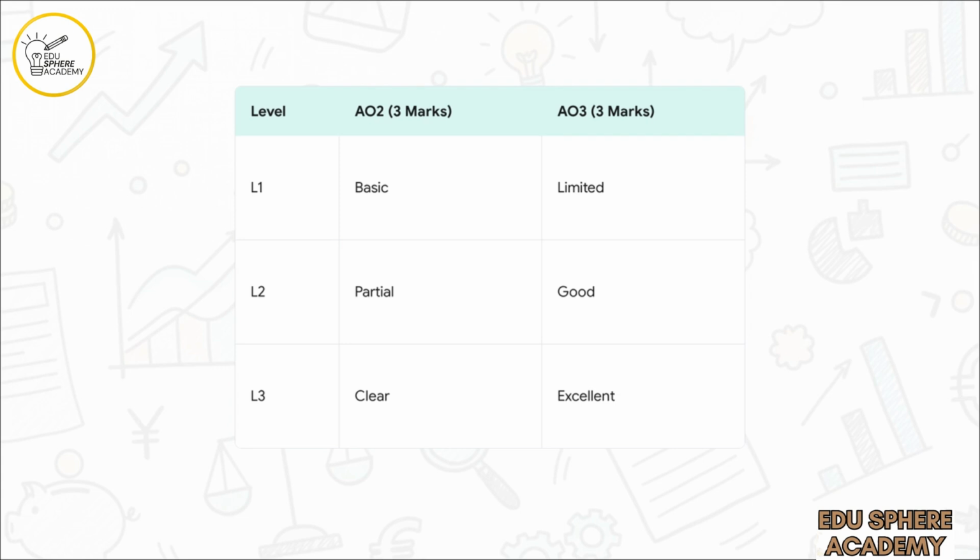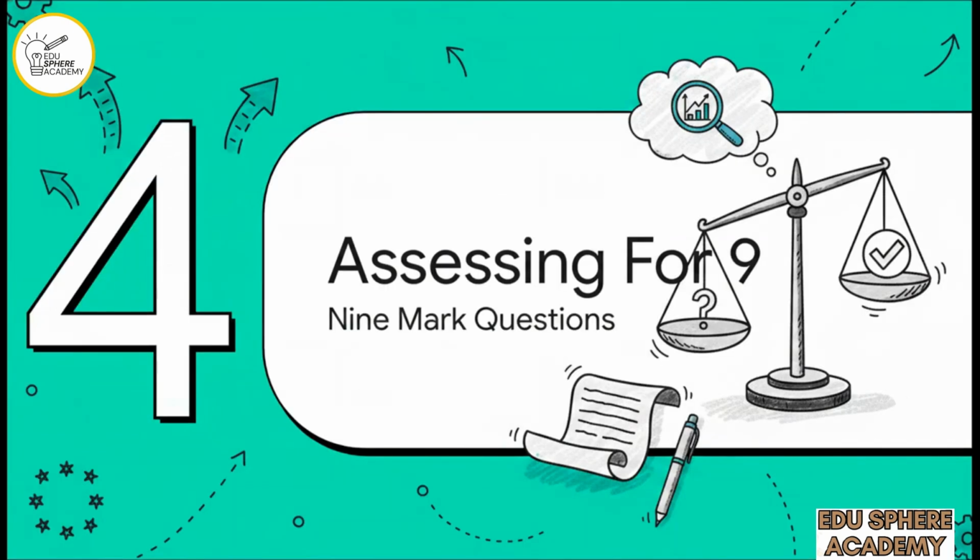Now, to break out of that basic level 1 band and jump up into the highly coveted level 3 band, you need clear knowledge with appropriate theory, and it has to be paired with excellent interpretation of the provided information. You can't just be vague or generic. Your thorough analysis has to connect directly to the data provided in the question to secure those top level 3 marks.